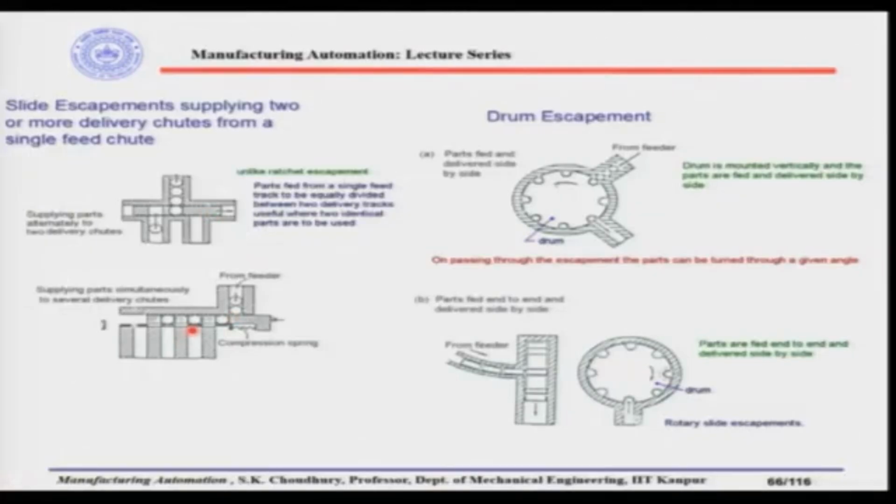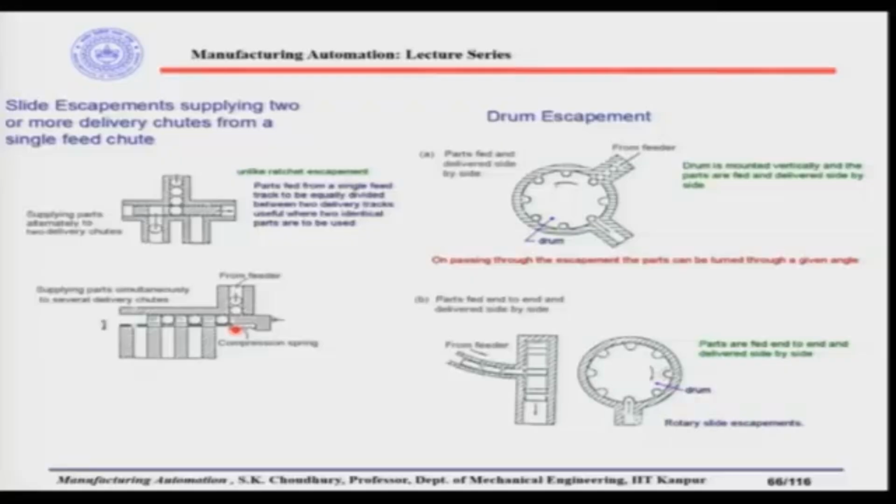Here, for example, it is 2, but more than 2 can also be supplied. Here is another design, supplying parts simultaneously to several delivery chutes, and the diagram is again self explanatory: from the feeder the parts are collected in this groove in the movement of this slider one way, and while it is coming the other way, these parts are delivered to the delivery chutes. There is a compression spring given here, and that compression spring helps the arm to move to and fro.